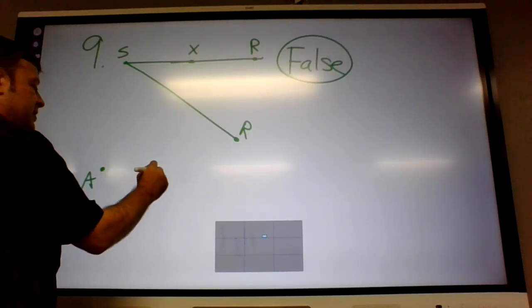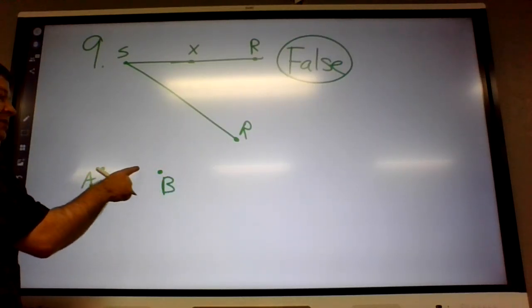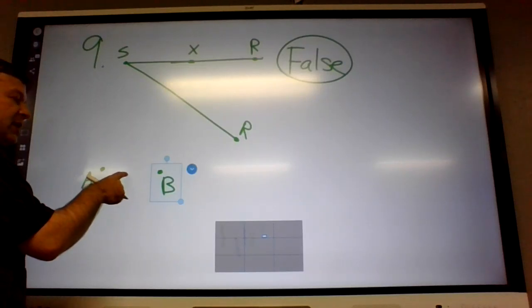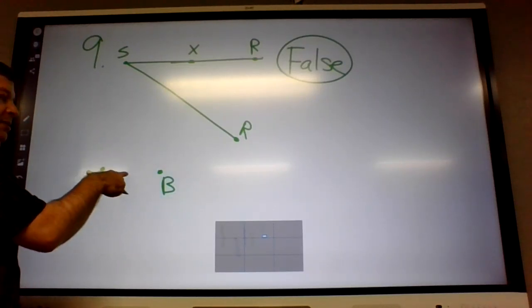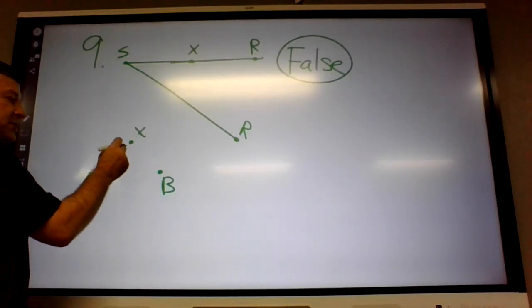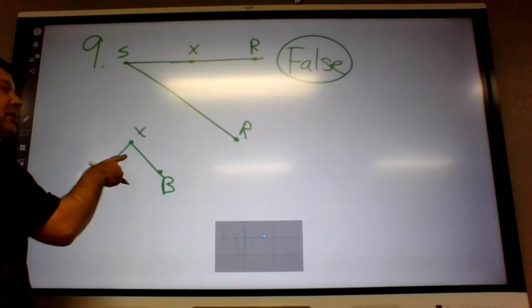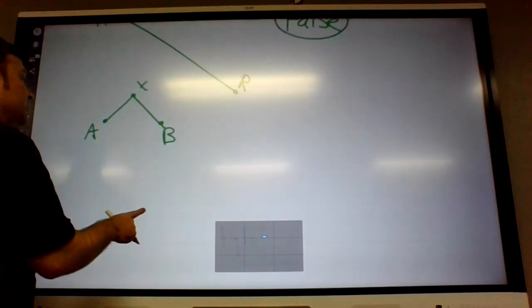This is A and this is B. If the length from X to A and X to B is the same, does X have to be right in the middle, or could it be up here? Could X be up here and these two still be the same length? Yes. So is X necessarily the midpoint? No.